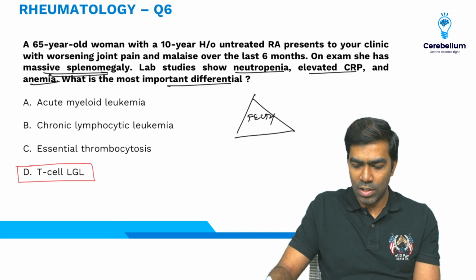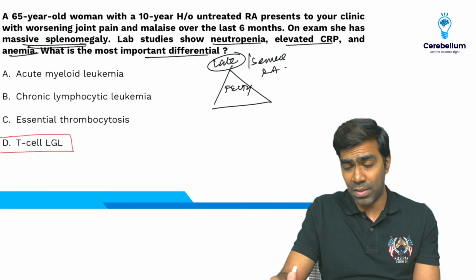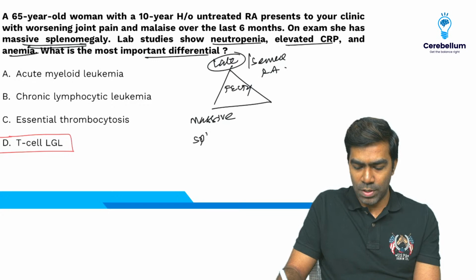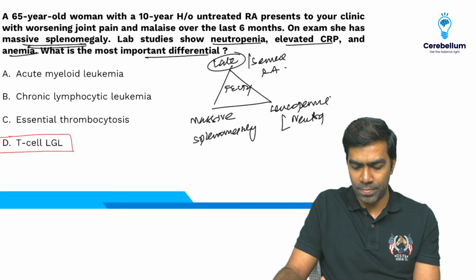Felty syndrome is a triad of late and severe rheumatoid arthritis, or erosive forms of rheumatoid arthritis, and many of them will have very high titers of rheumatoid factor, number one. So the first part of the triad is rheumatoid arthritis. What is the second part? You're going to have massive splenomegaly. And the third part of the triad is leukopenia. Among the leukopenic components, the most specific is neutropenia. So this is Felty syndrome.